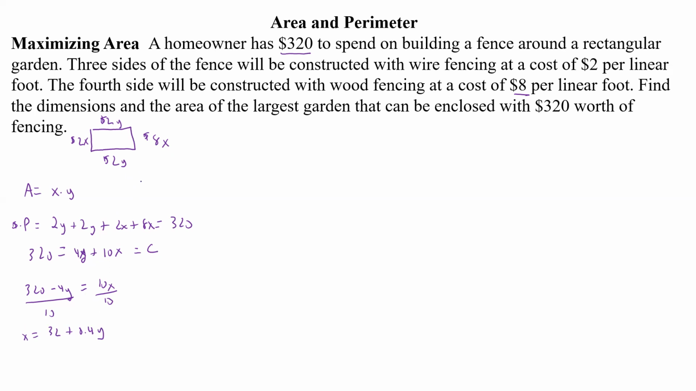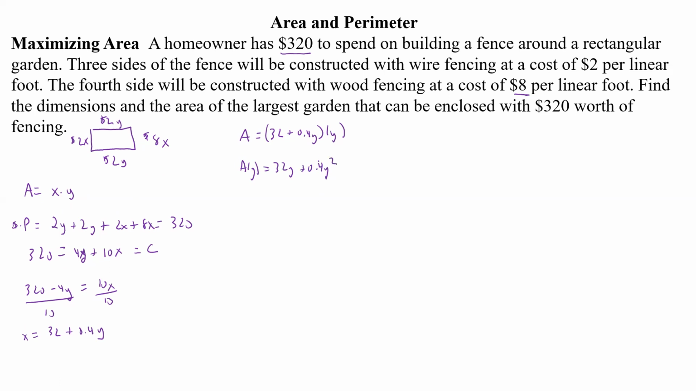Now, area is going to be what? Coming back up to here, area is x times y. Well, x we just said was this, and if we multiply that by y, we get 32 plus 0.4y, times y. If we simplify that, that gives us A of y is equal to 32y plus 0.4y squared.